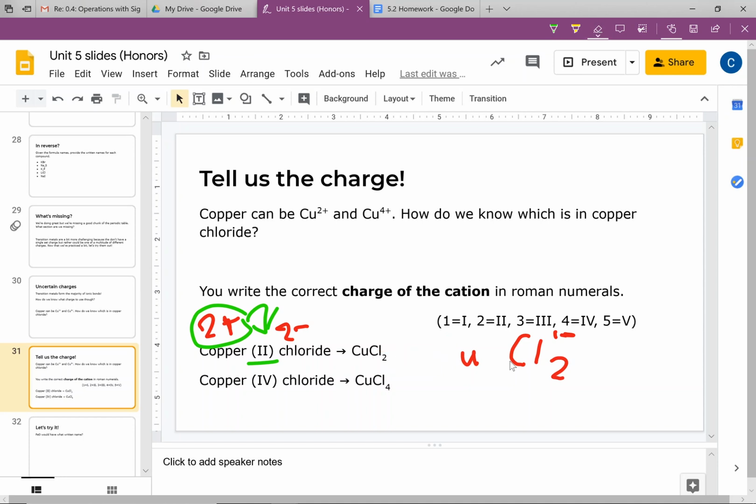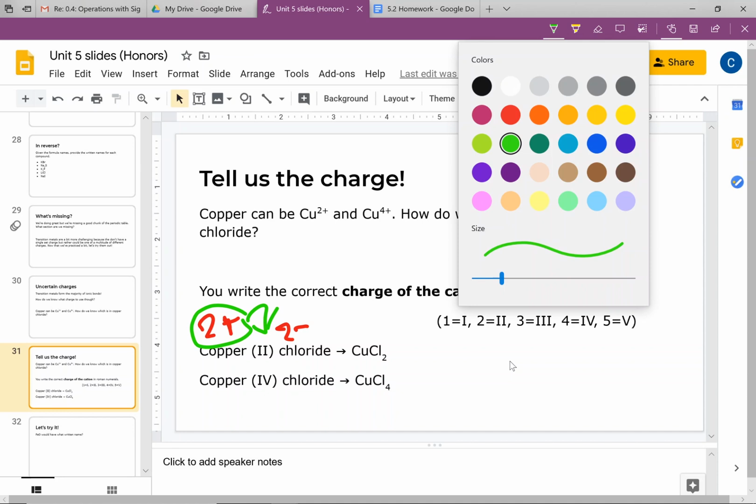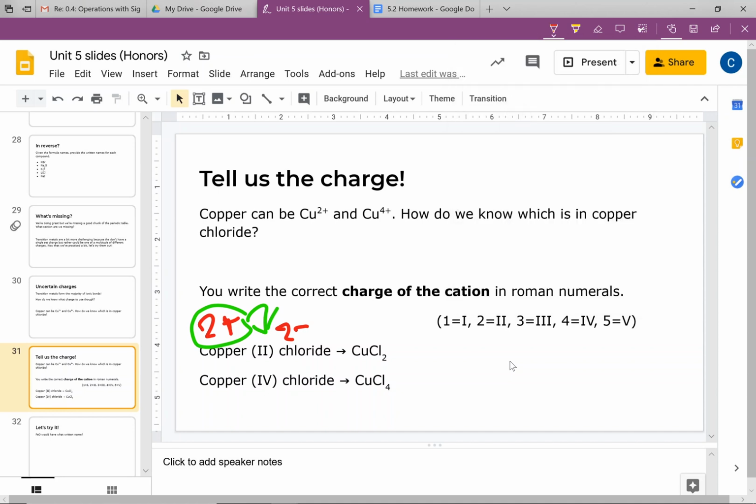Keep that in mind here as I go to the second one. Okay, I'm going to do the exact same thing here. Copper again, I would ask you, right, what's the charge? And you'd be like, Mr. Brester, I don't know. It could be 2 or 4. Totally fine. We write out the chloride, right? And this is 4 chlorides, Cl4 here. What's the charge on chloride? You'd be like, 1 minus.